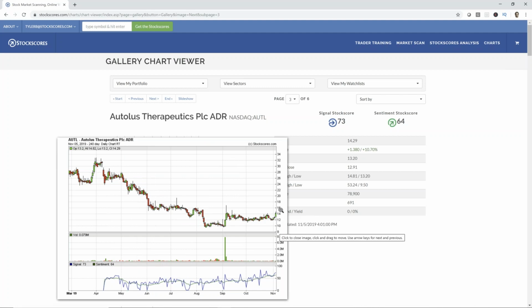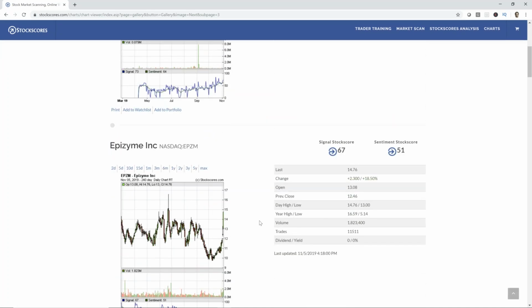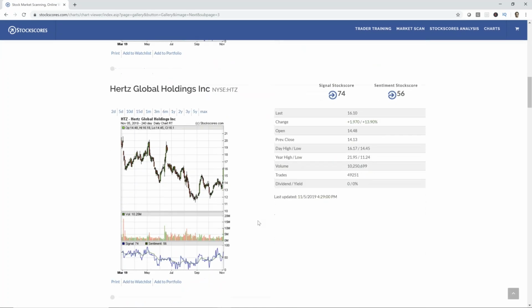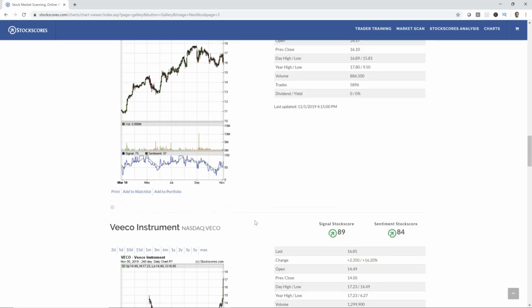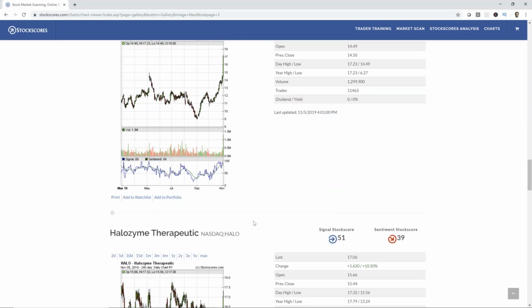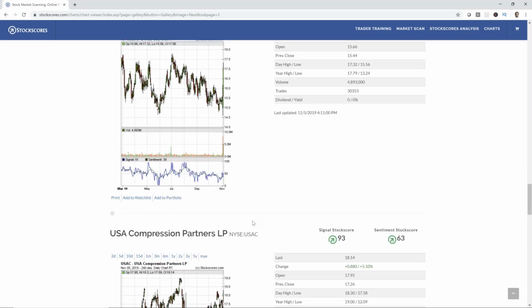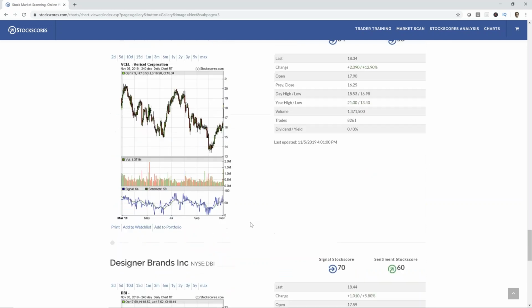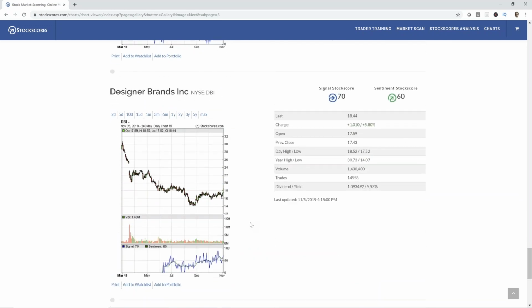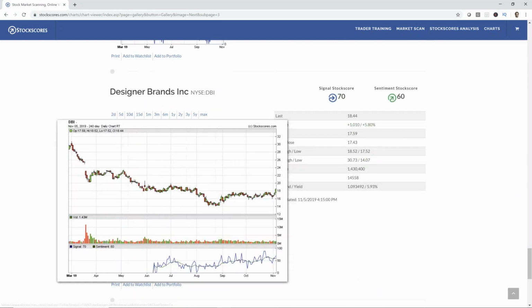So here's AUTL. Just lacks volume on the break, so I would say a little worried about that. I want to get through all of these just so I can show you some others. Here's DBI. So it's breaking from this sideways trading from some optimism. It's got a lot of resistance here.